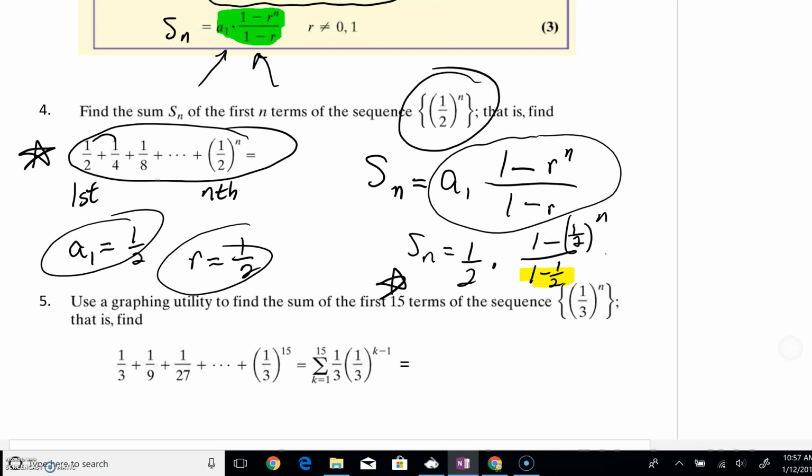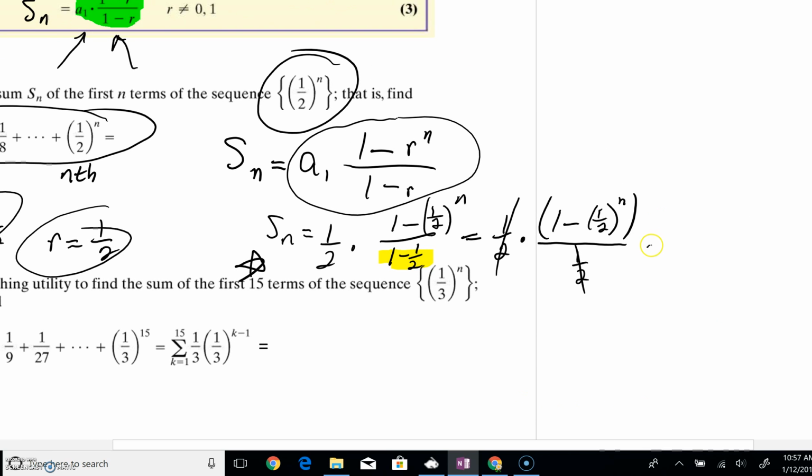So we could write that this is 1/2 times, and up here we've got 1 minus 1/2 to the n, and down below we have this half. I hope you can see that these halves are going to cancel. Our sum then is plain and simply 1 minus 1/2 to the n. So adding up 3 terms, 5 terms, whatever it is, let n equal that term number, and you would get that sum of that number of terms.